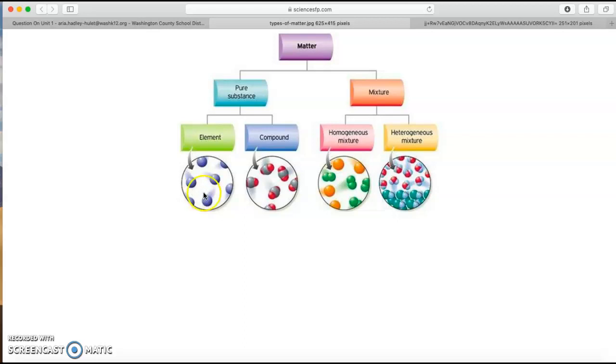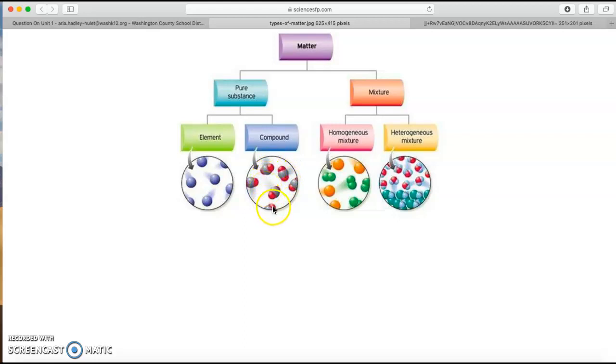Okay. Now, compounds have more than one type of atom, but they're chemically bonded into a molecule. And you see the same molecule over and over again, and there's nothing else in there except for that same molecule. So here is a good example of water. We have two hydrogens and one oxygen, and we have our water molecule, and then in this compound, it is only water molecules that make it up. And so that's what makes it a compound.